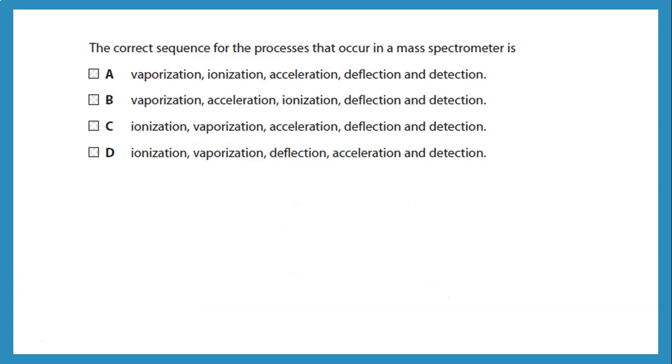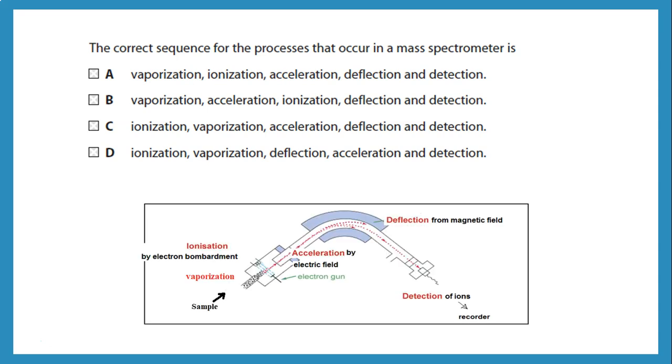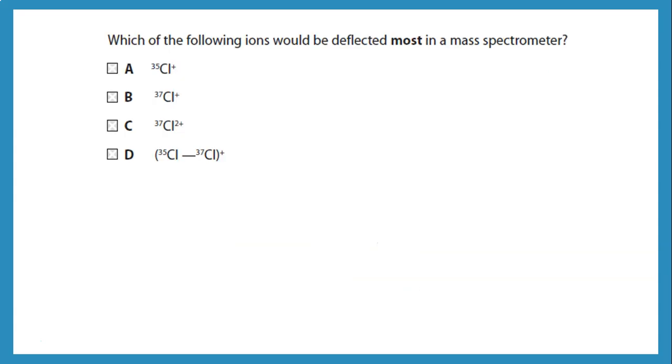The correct sequence for the processes that occur in a mass spectrometer is what? Again, what is the correct sequence of processes? We said first it's vaporized, so vaporization, and then ionization, and then acceleration, deflection, detection. So A is my correct choice.